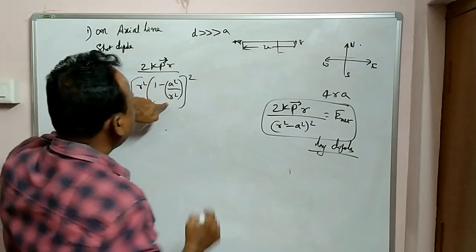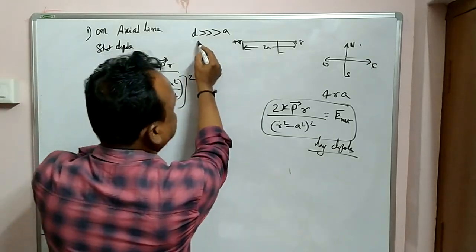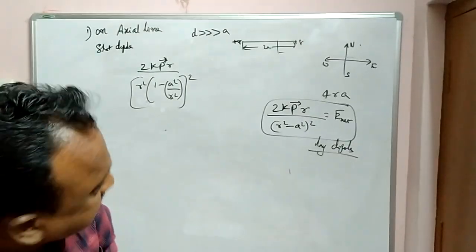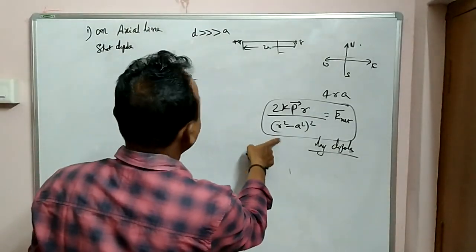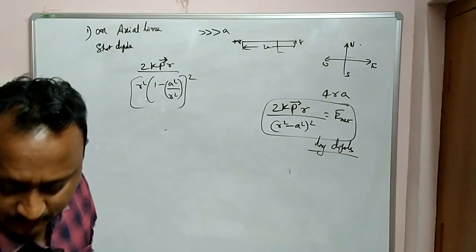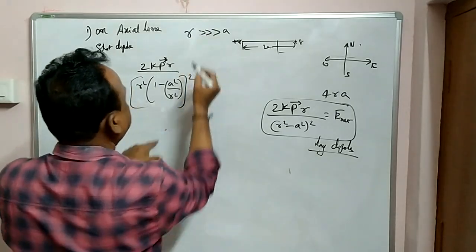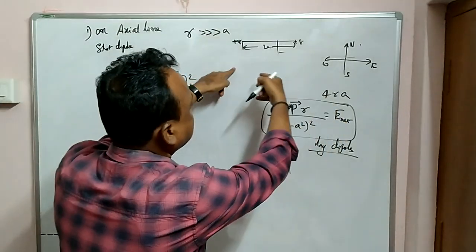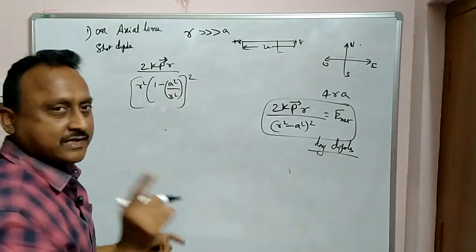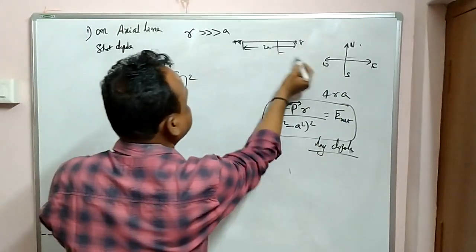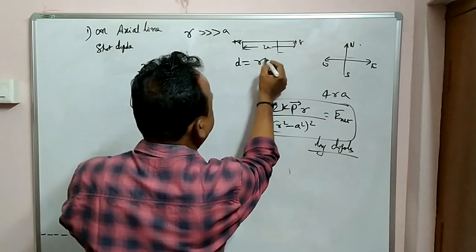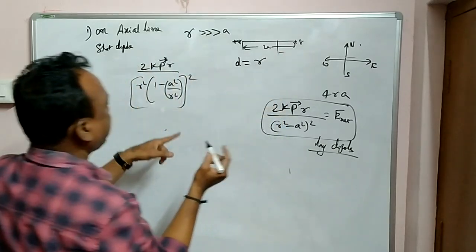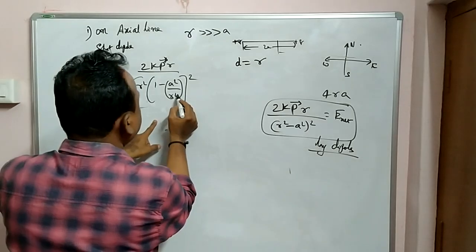Please see, I have taken r here, not d. If r is whatever distance there is from the center point, see in the diagram I have given d there, this distance d, that d is nothing but r, please. So if d is equal to r is very much greater than a, look, what happens then?